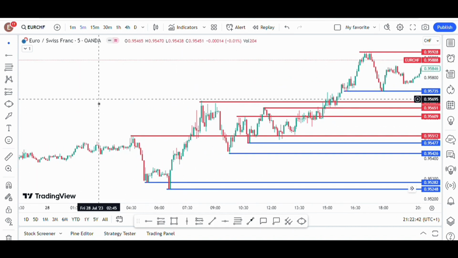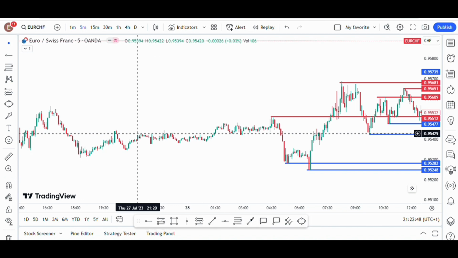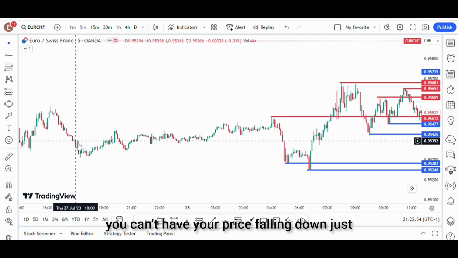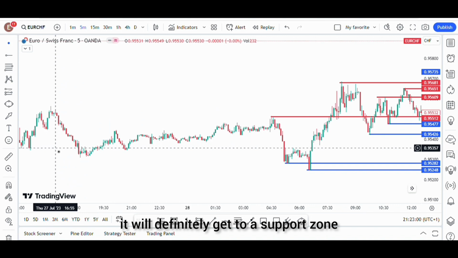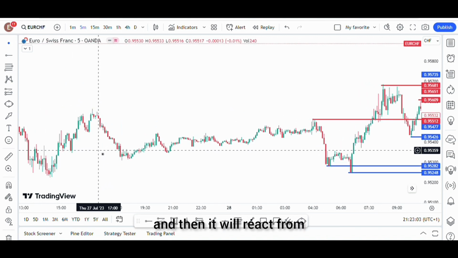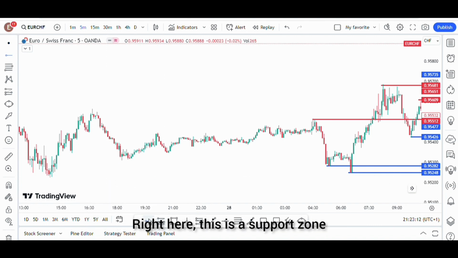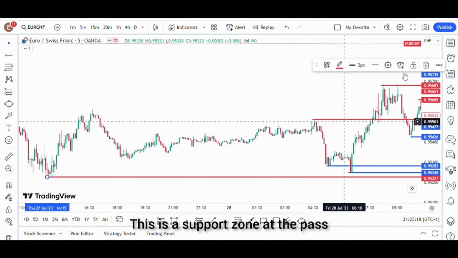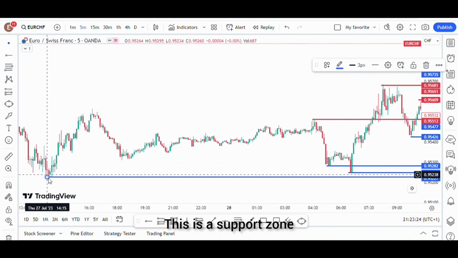We have support and resistance everywhere in your chart. It's literally what keeps the market moving. You can't have your price falling down consistently with no reversal. At some point it will definitely get to a support zone and react from that support zone. Either it reacts there, or it breaks it and locates another one at the bottom. Right here, this is a support zone in the past. Let me change the color. This is a support zone.